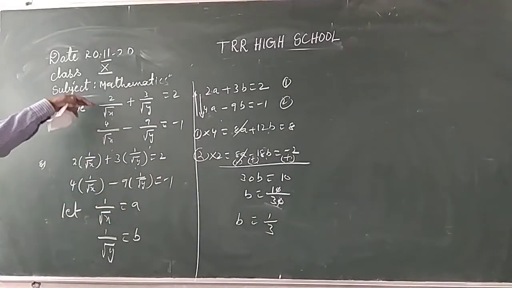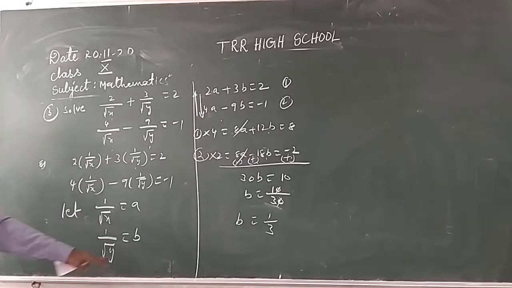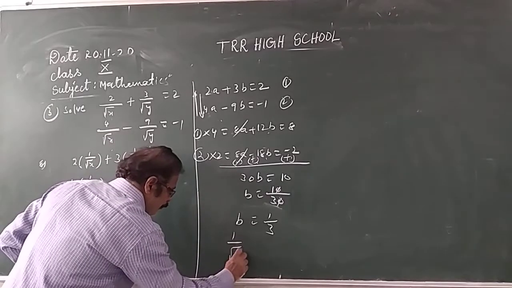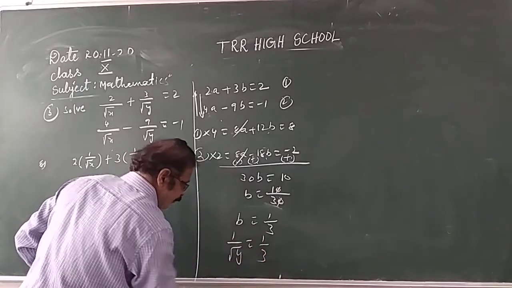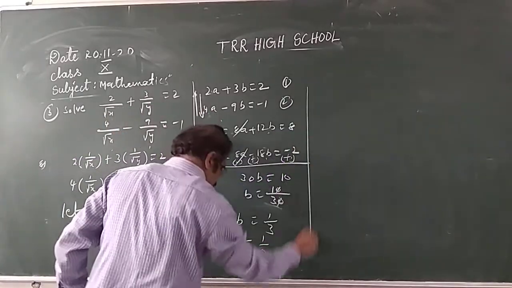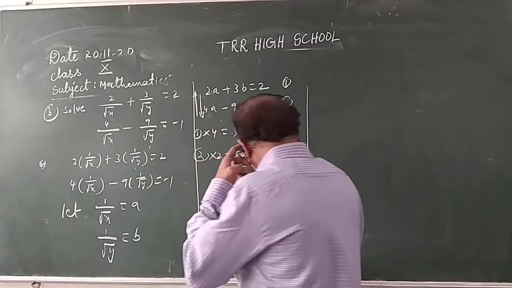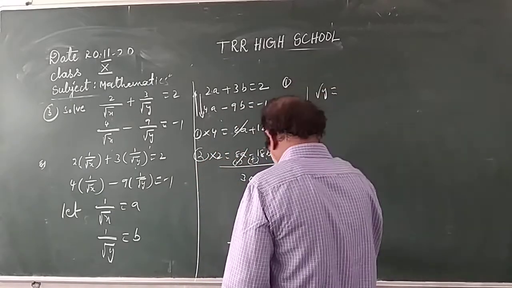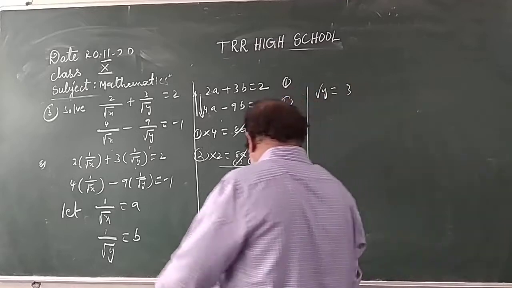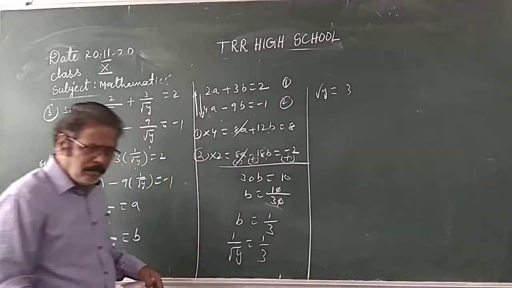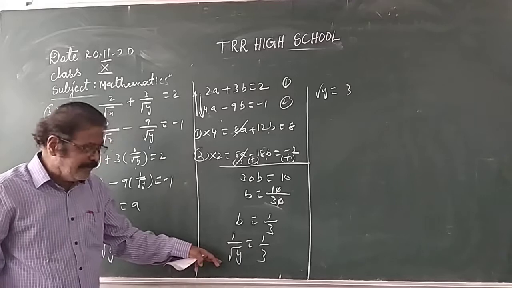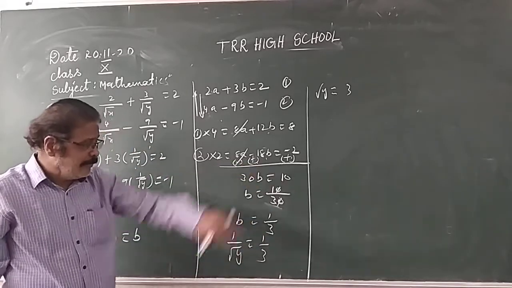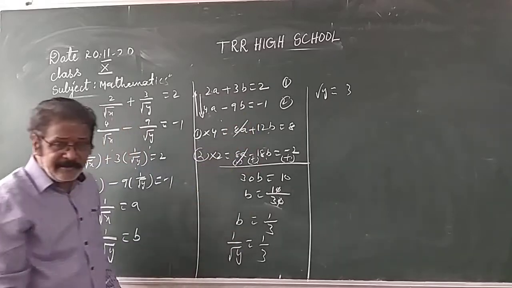But the variables are x and y. What did you assume b to be? b means 1 by root y, which is equal to 1 by 3. So interchange the numerator and denominator on both sides. 1 by root y can be written as root y by 1, and 1 by 3 can be written as 3 by 1. If you do cross multiplication, you can do it like that too.